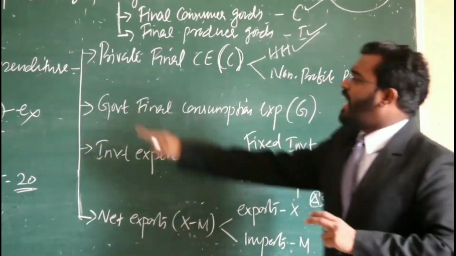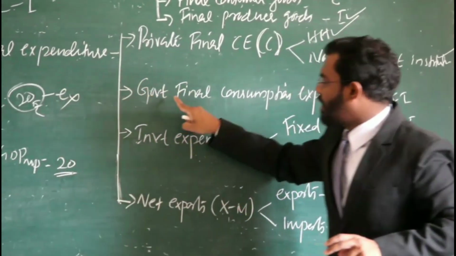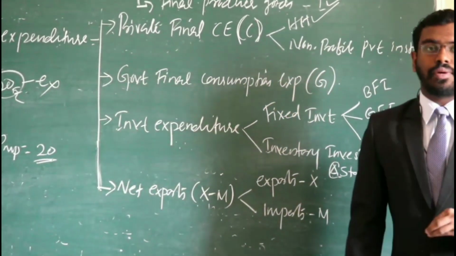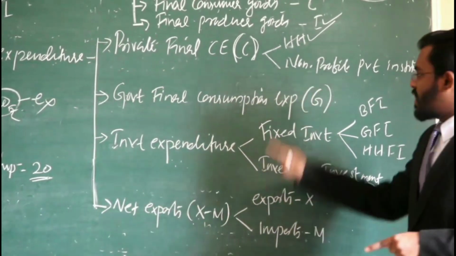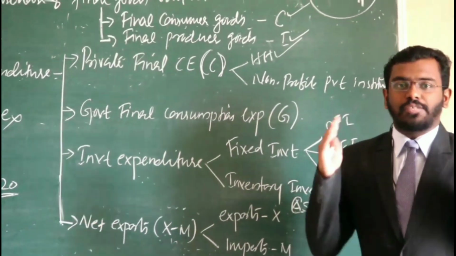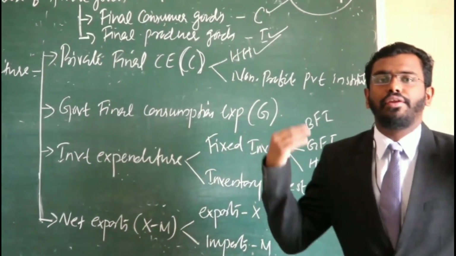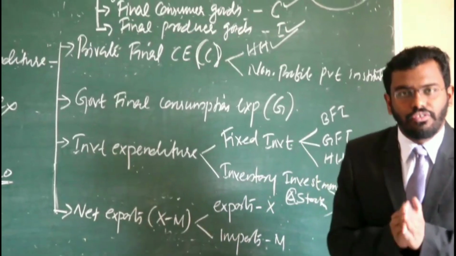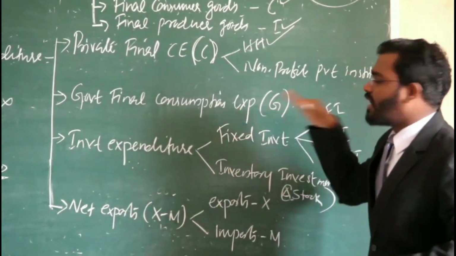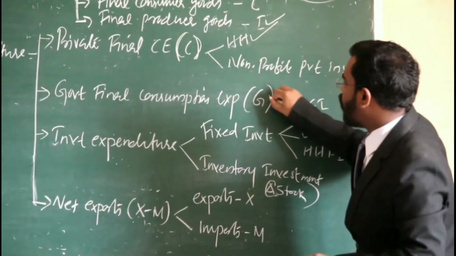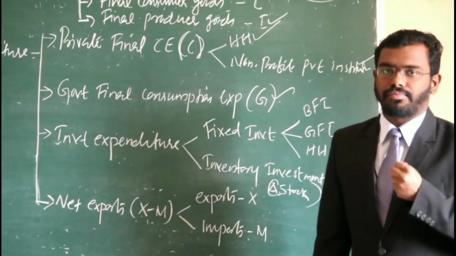The second category of final expenditure is government final expenditure. Here government expenditure comes in, that means expenditure made by the government on final goods and services. That is government final consumption expenditure. It is denoted by the letter G.